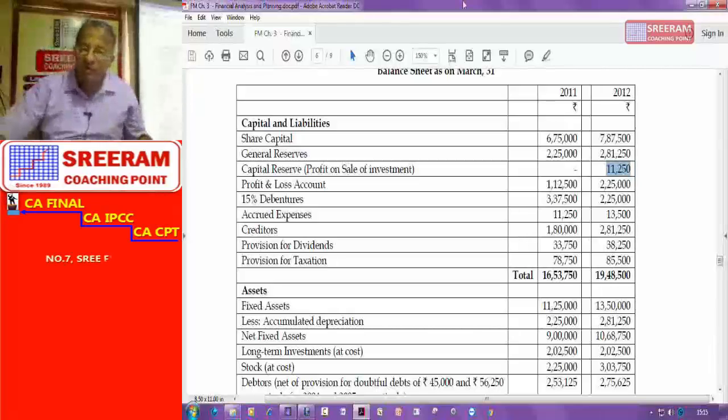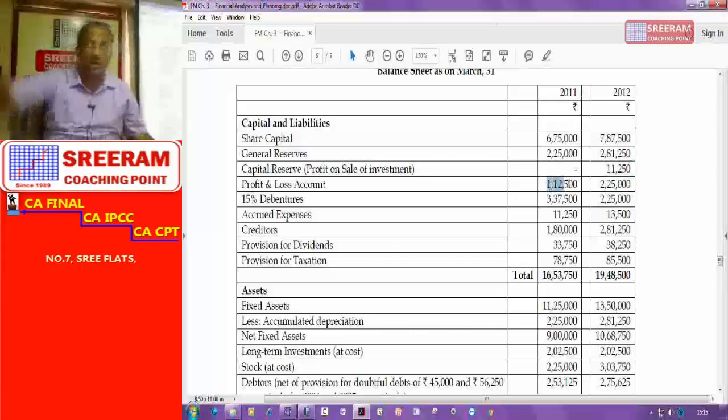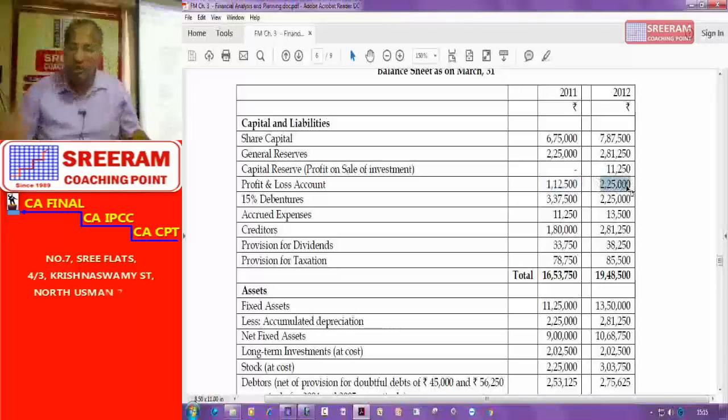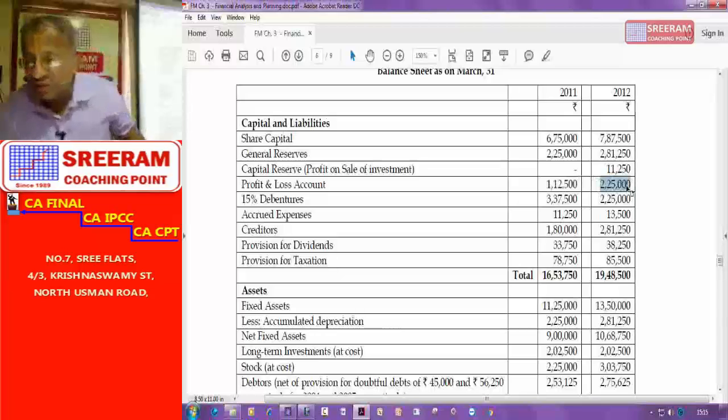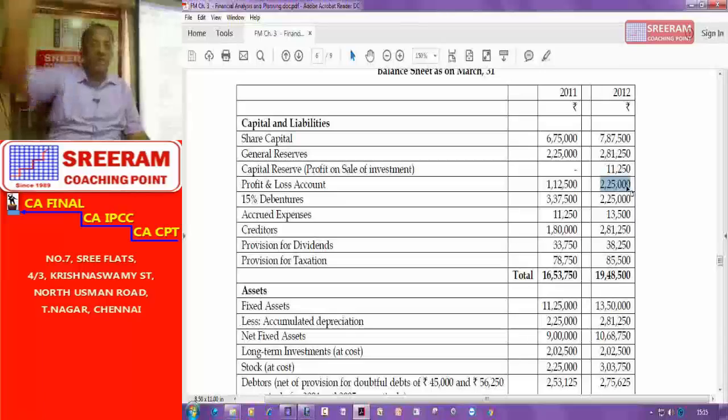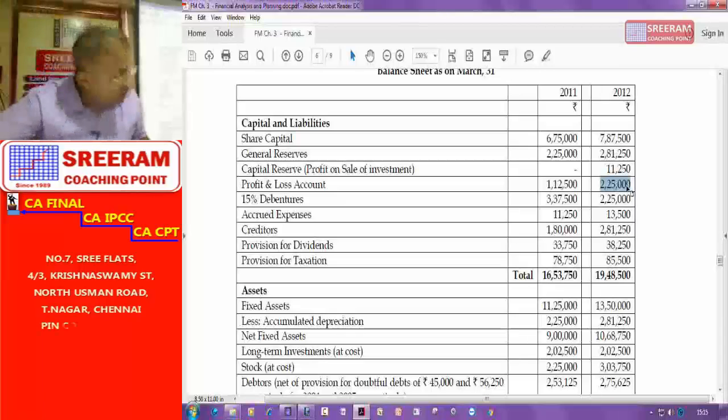Profit and loss account. This is opening balance in adjusted P&L account on the credit side, 2,25,000 on the debit side of your P&L account. Or in your AS3 format, what you have to do is that you have to deduct from 2,25,000, 1,12,500. That is the increase in P&L account is what you will be noting down, that being 1,12,500.